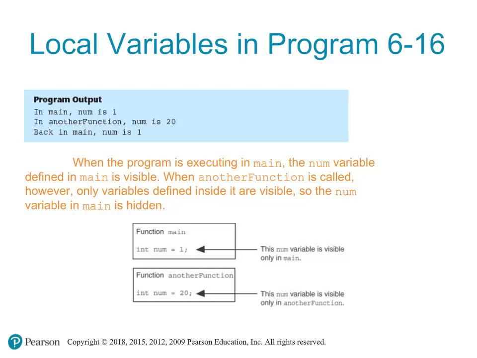When the program execution moves to anotherFunction, the scope changes. Now only the variables defined within anotherFunction are visible. The num variable in main becomes hidden, and the num variable in anotherFunction takes over with the value of 20. When anotherFunction finishes execution and the program returns to main, the visibility switches back. The num variable in main becomes visible again, and its value remains unchanged at 1.